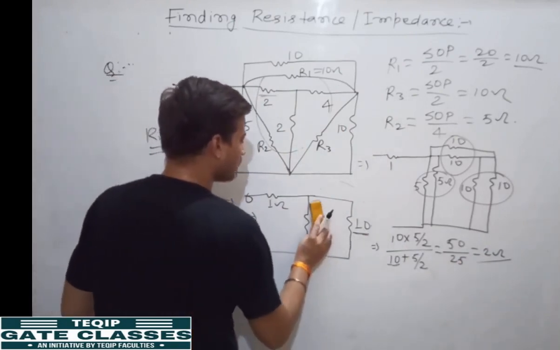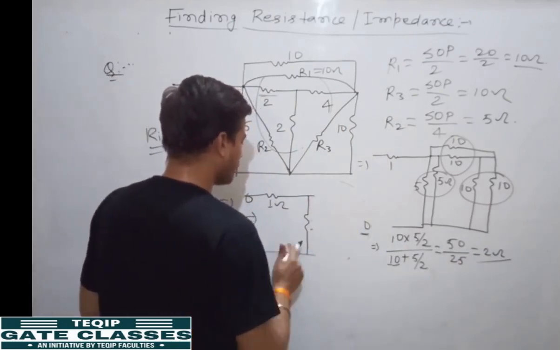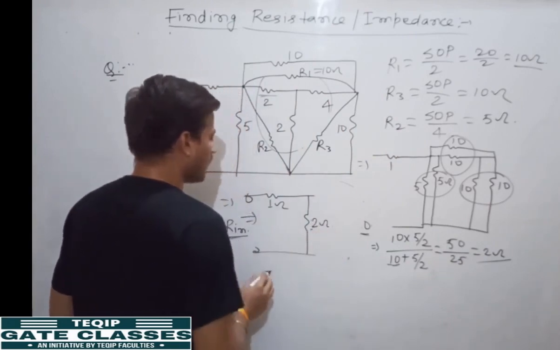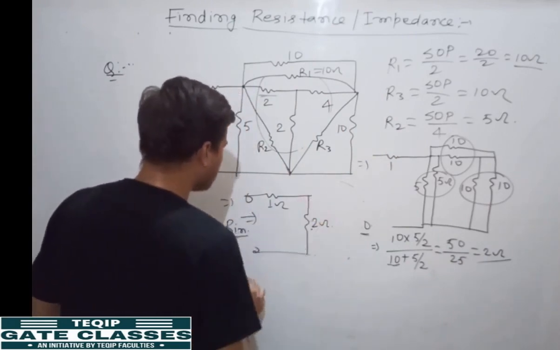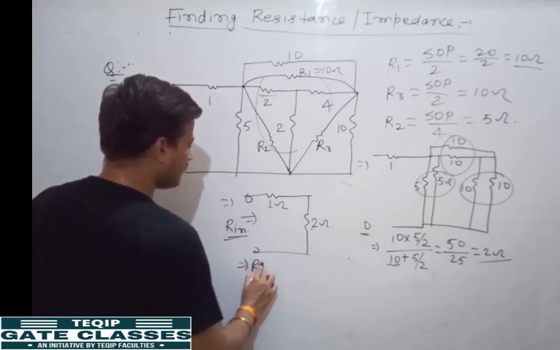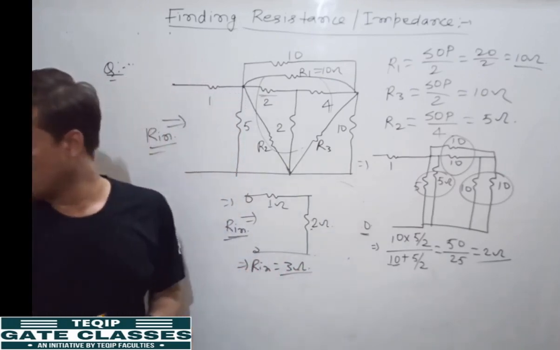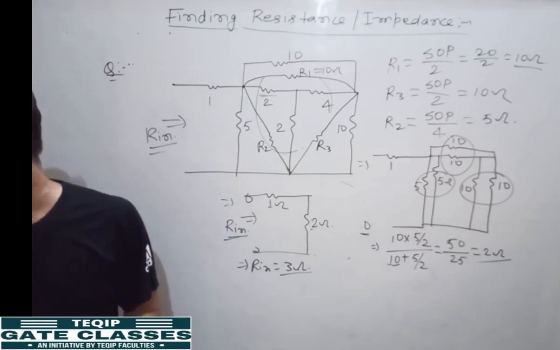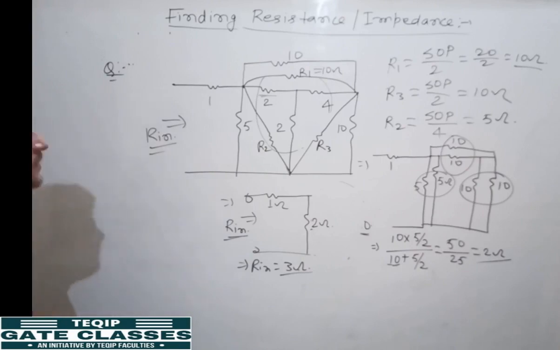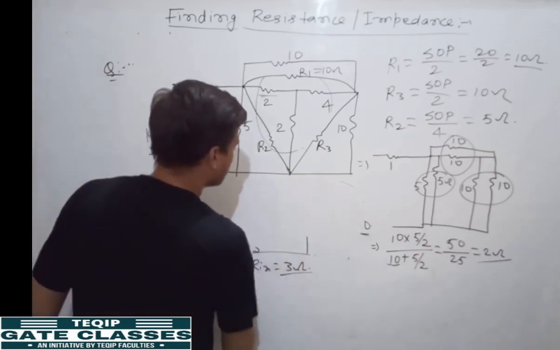That means you can replace by a single resistor. It is 2 ohm. So now what will be the final resistance? R in will be equal to 3 ohm. Clear?